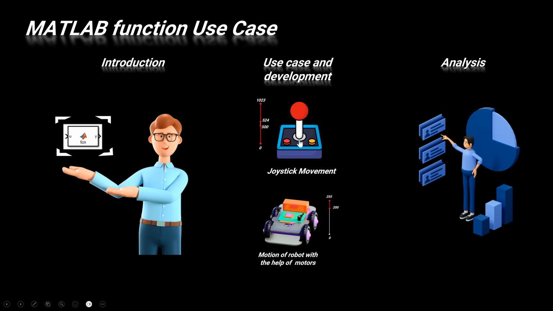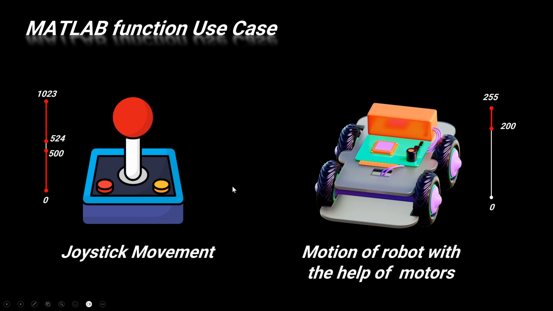Now coming to the use case where we need to apply our MATLAB function block. Suppose you have a joystick transmitting signals to a robot, and the robot runs with the help of four motors. Each individual motor has a control signal through which you can reach the maximum speed or the lowest speed, that is zero.